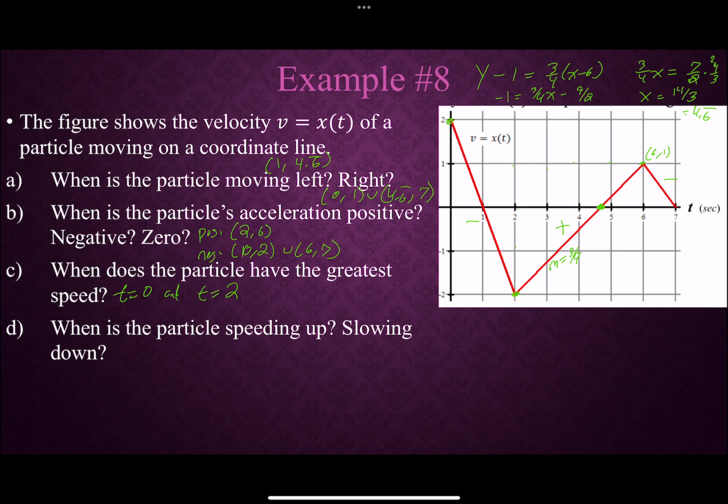They didn't give us units, it looks like. Well, they might have. I took this out of a textbook and cut it off, it looks like. So it looks like it's based off seconds. Let's say it was feet. So if they want to know what the actual greatest speed was, it would be 2 feet per second.